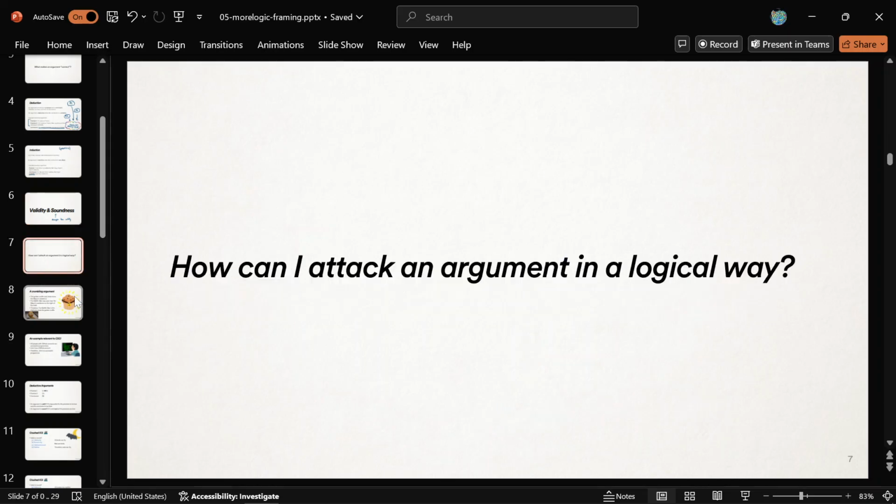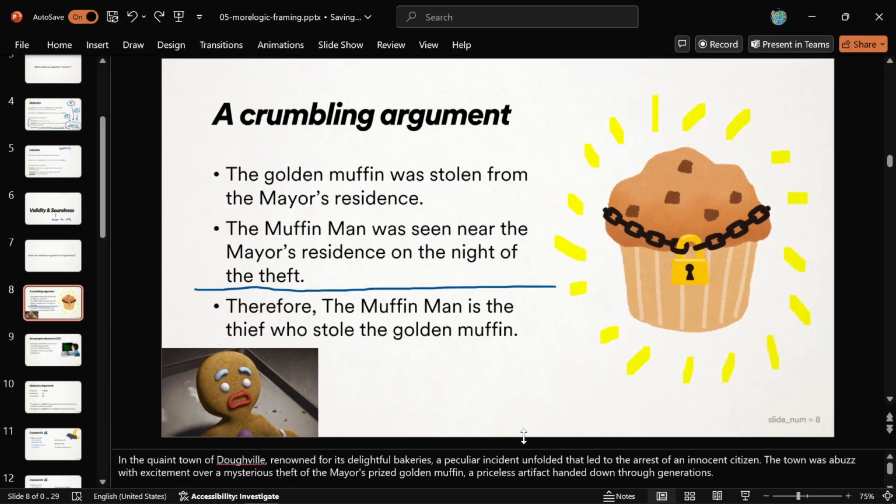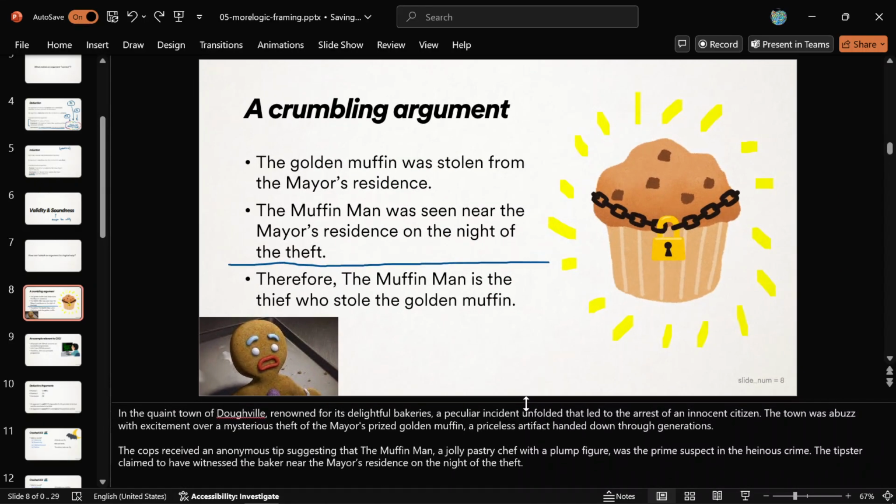And to lead us there, here is a very, very silly example that I asked ChatGPT to come up with. It helped me. It's a silly argument about the Muffin Man. Here we have two premises and a conclusion. I will draw a line between them. People like to do that. So I'm assuming these things and concluding these, but there's an issue with this argument. I think I came up with a story here, and this is what ChatGPT gave me.